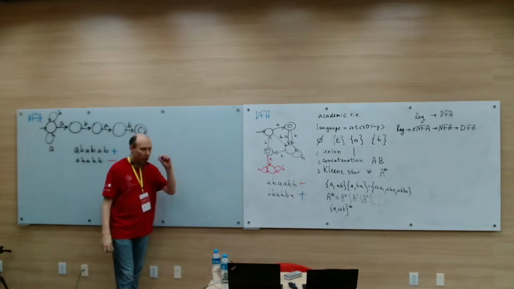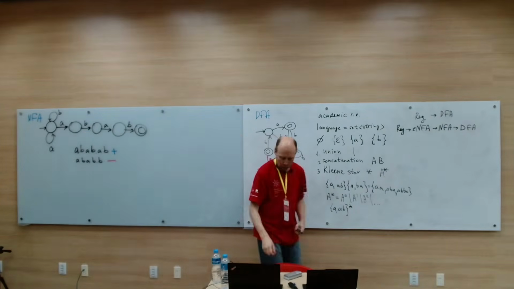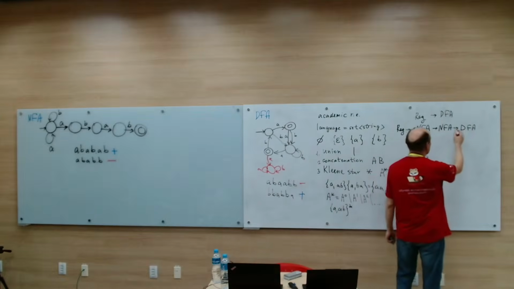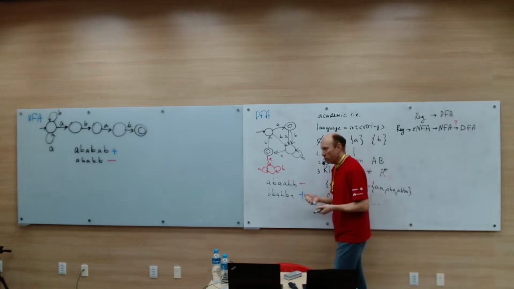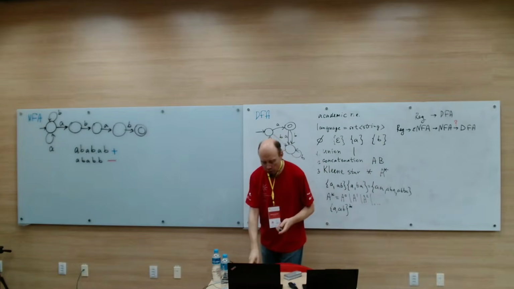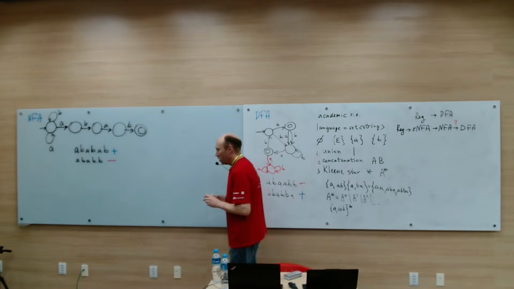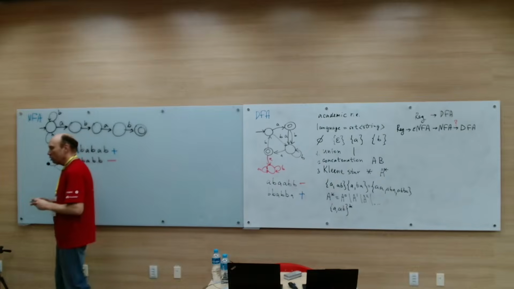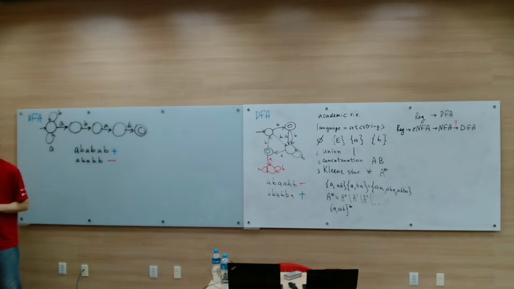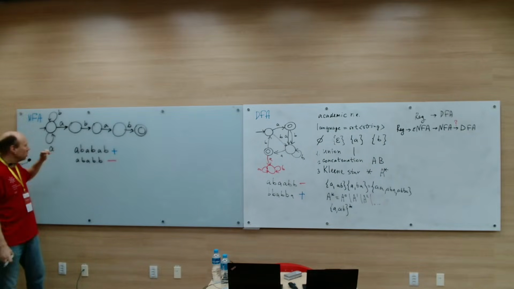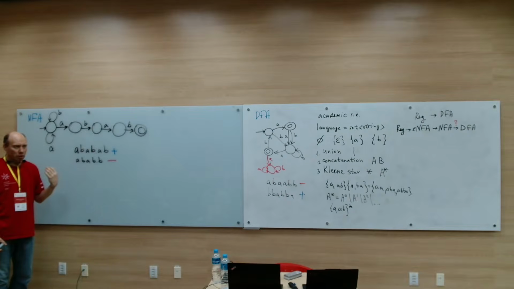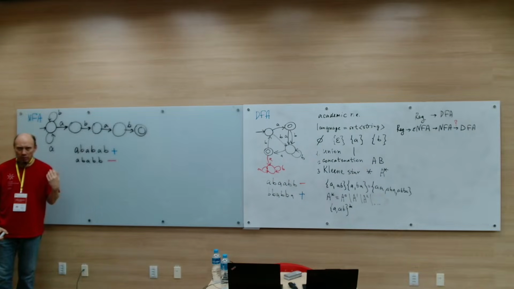Let's see, given a non-deterministic automaton, can we make it deterministic? The spoiler answer is yes, of course we can. How do we do that? Let's create a matching algorithm. The matching algorithm is: you have the automaton and you want to answer the question, can this automaton accept the word?